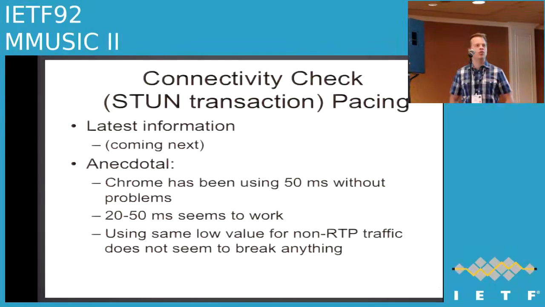Based on the anecdotal evidence that I've managed to gather recently, for example, Chrome has been using the 50 millisecond interval, and it doesn't seem to cause problems. Also, Paul Eric from Cisco is saying that 20 to 50 milliseconds seems to work in all the cases they have been experimenting with. And also, Emil from Jitsi was saying that using the same low value for non-RTP traffic as for RTP traffic doesn't seem to be breaking anything. So at least all the anecdotal evidence seems to point in the direction that things don't break, even if we go to the 20 to 50 millisecond range, and I haven't heard anything otherwise so far.